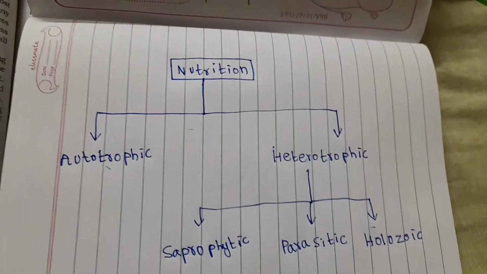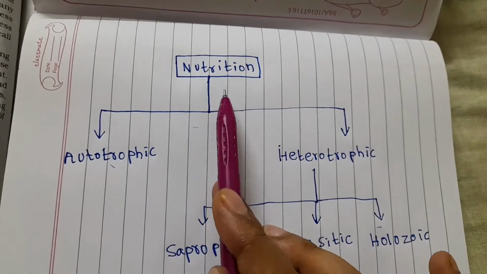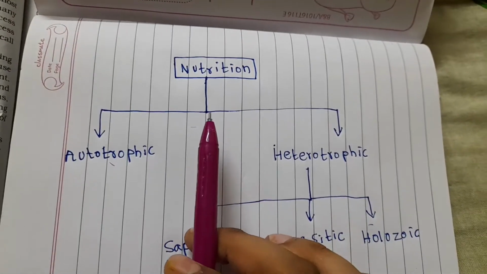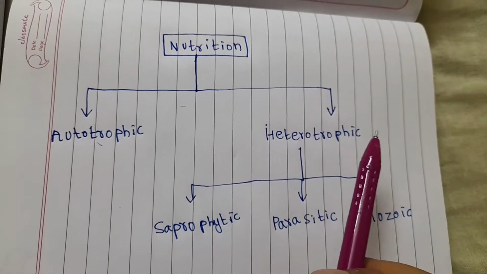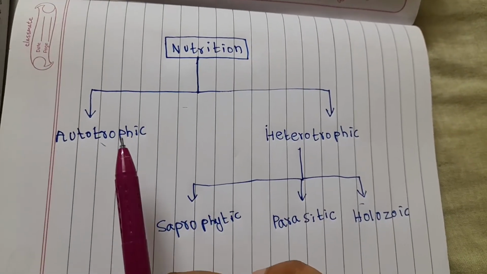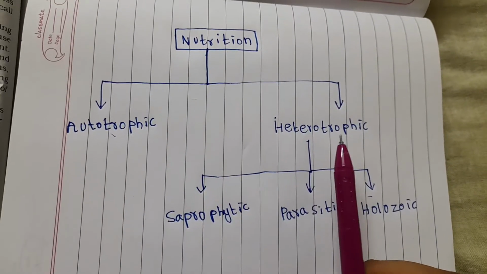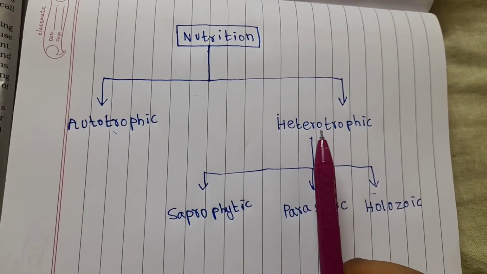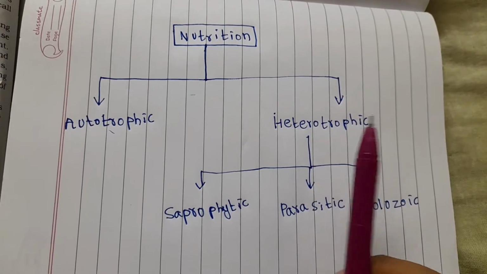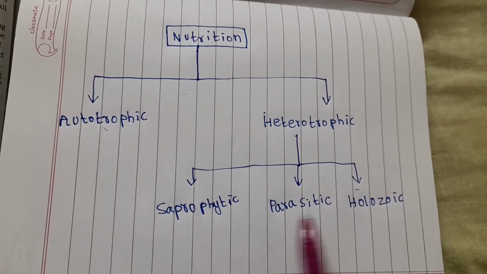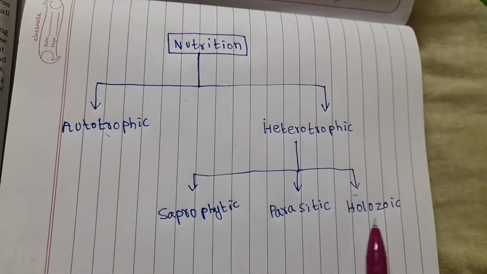So once again, we are discussing the mode of nutrition. It is different in different creatures. First, it is divided into autotrophic and heterotrophic. Autotrophic are organisms which make their own food, for example plants. Heterotrophic animals do not make their own food, they take in food. Heterotrophic is divided into saprophytic, parasitic, Holozoic.